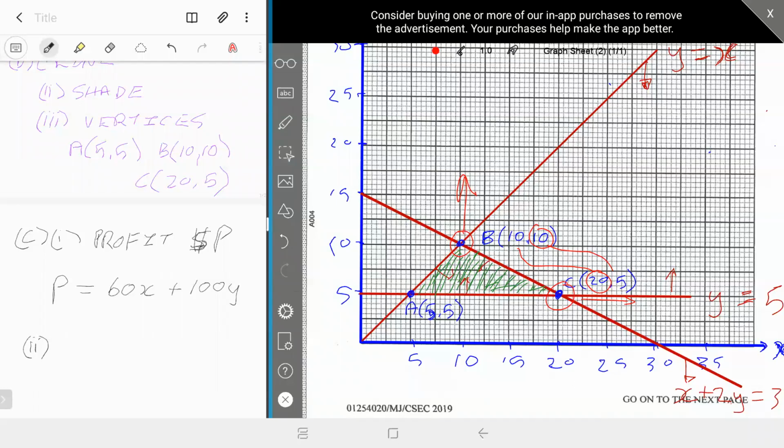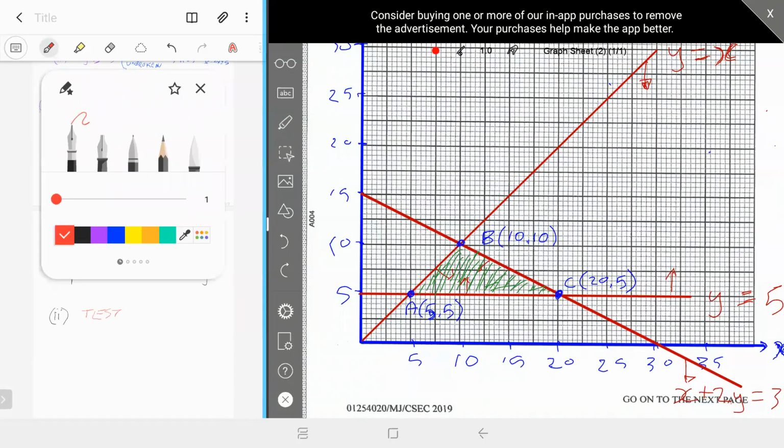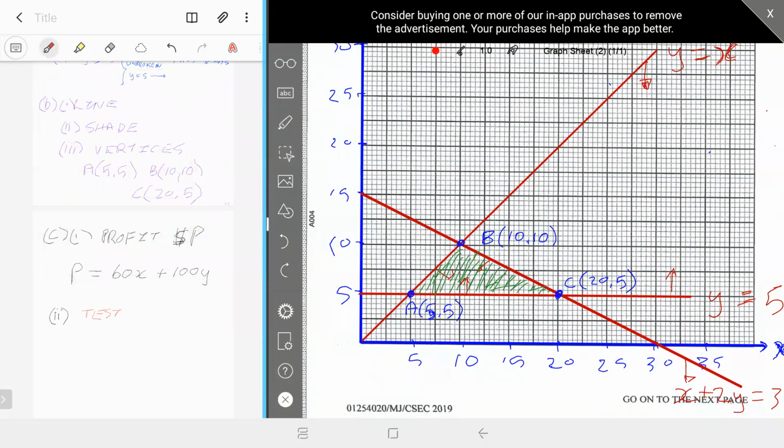So always do a little test for maximum profit. Test and see which one it is. We know that it's B or C. It makes no sense to waste your time and do A, because A is definitely out of it. So I'm going to use a red ink to test for the maximum profit. I'm going to run a little test to see what it is. I will know that it is B or C, right?